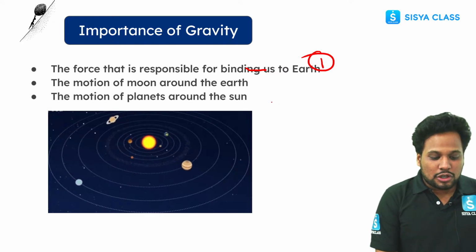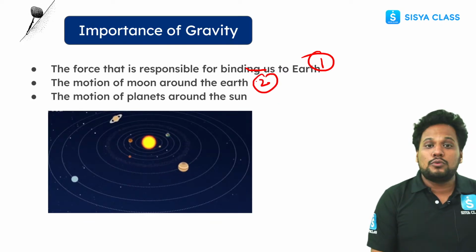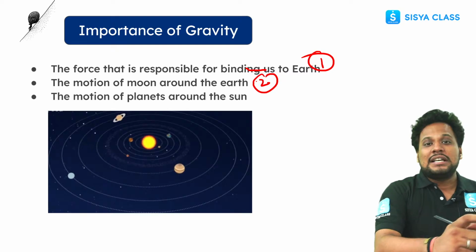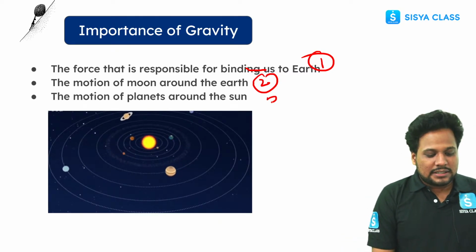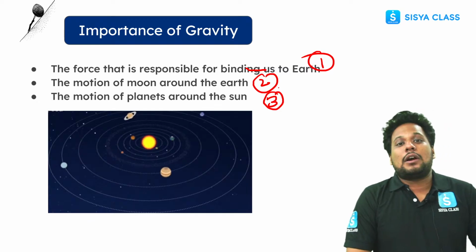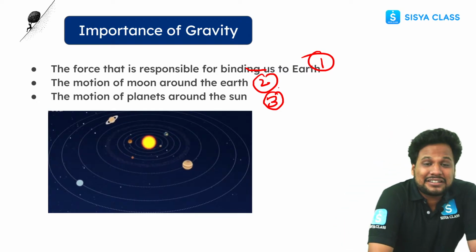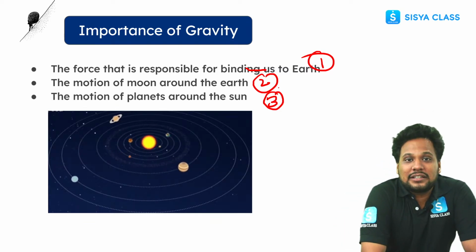Second is the motion of the moon around the Earth. Even the moon is revolving around the Earth, right? And it is because of gravity only. Then the third one is the motion of planets around the sun. So this is the third importance of gravity. This is clear?